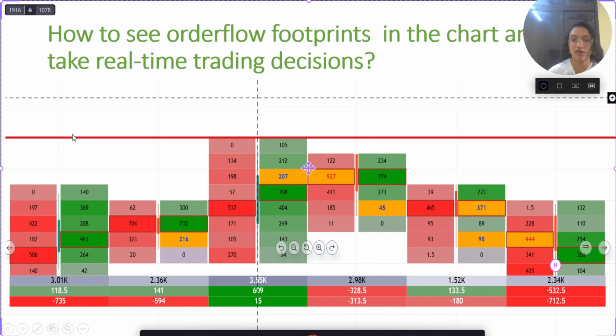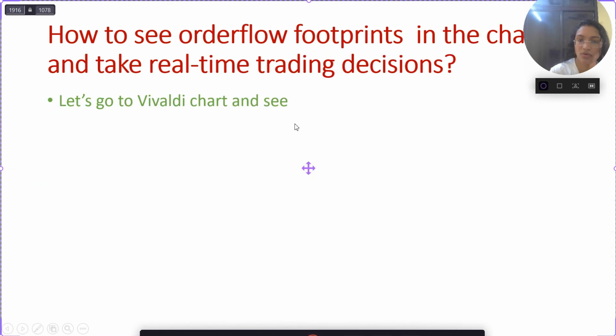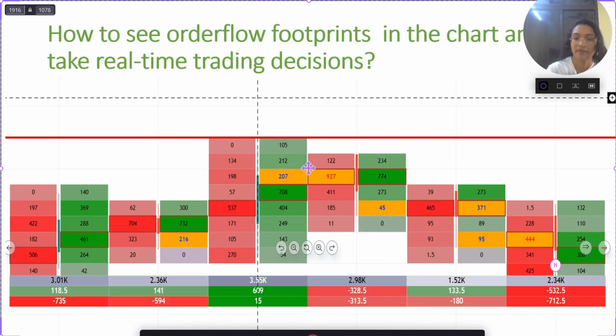So how do we read order flow footprint charts and take real-time trading decisions? You can see here, this is the resistance line where I have marked. Once the price comes here, our order flow reading begins. So how does order flow reading begin here? Let's go to my Vivaldi chart and see how we can read at those particular areas. This is the resistance area, and how to read this and take the trading decisions.